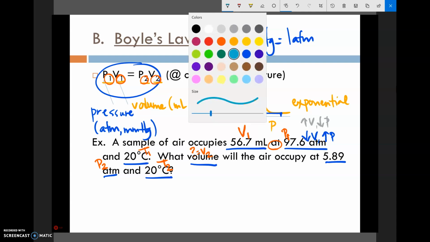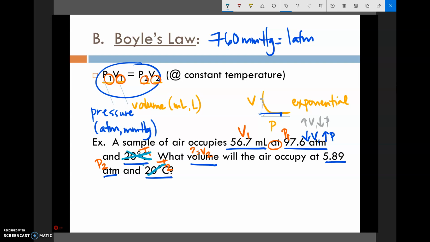Well, that means it's constant, so you don't even have to worry about that temperature. Again, sometimes additional information is put in there just to see if you know what you're talking about. So now that we have our V1 and our P1 and our V2 and P2, which are the components of this equation, we're going to go ahead and plug it into this formula.